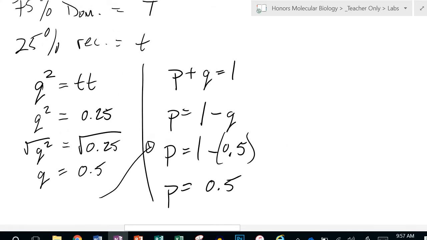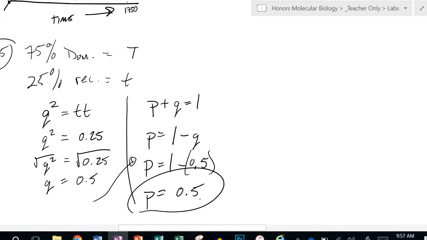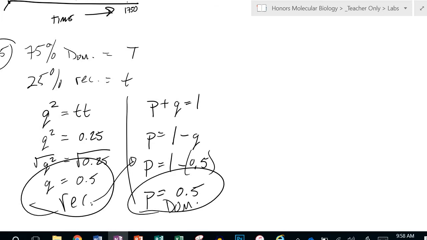So we have 3 categories. I'll zoom out here a little bit. So now we know what P is, the dominants, and Q, the recessives. Alrighty, here we go. So now let's take a look at the Hardy-Weinberg equilibrium: P squared plus 2PQ plus Q squared equals 1.